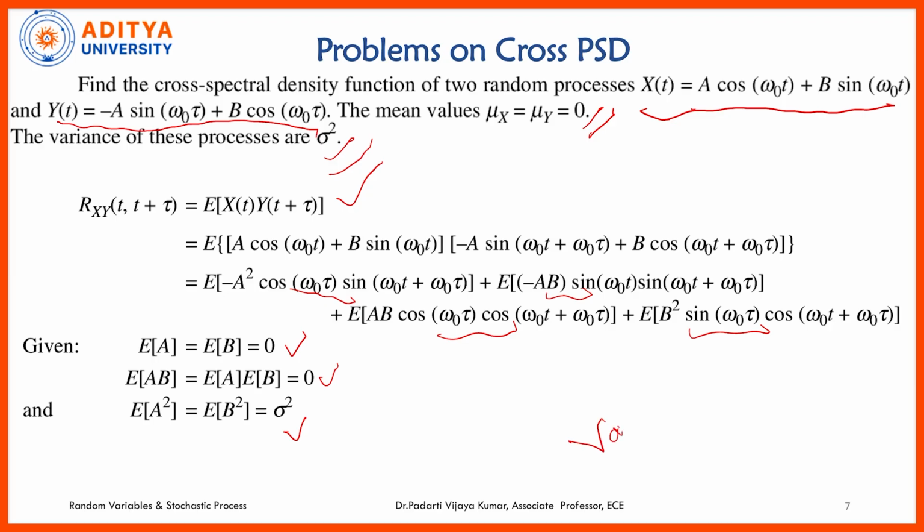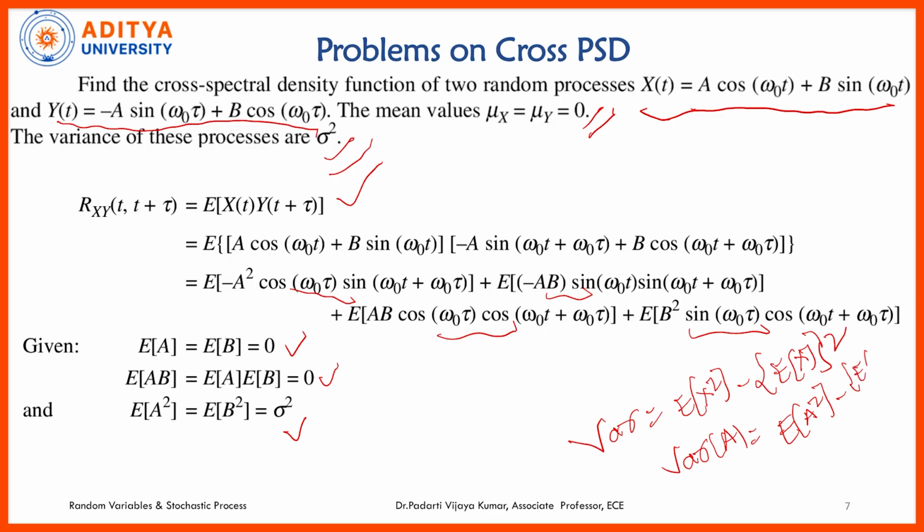We know that variance is related as expectation of x square minus expectation of x whole square. So now variance of A will be simply expectation of A square minus expectation of A whole square. Given expectation of A as 0, so this is 0. So sigma square is equal to expectation of A square. Sigma square is expectation of A square. So we will substitute these things.